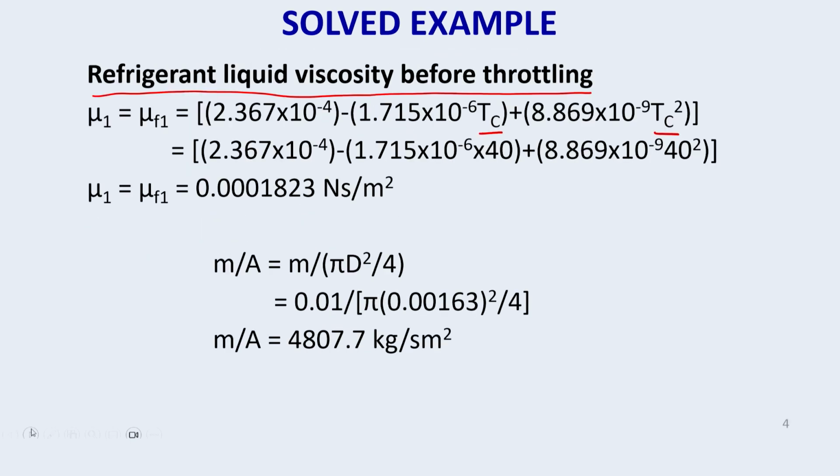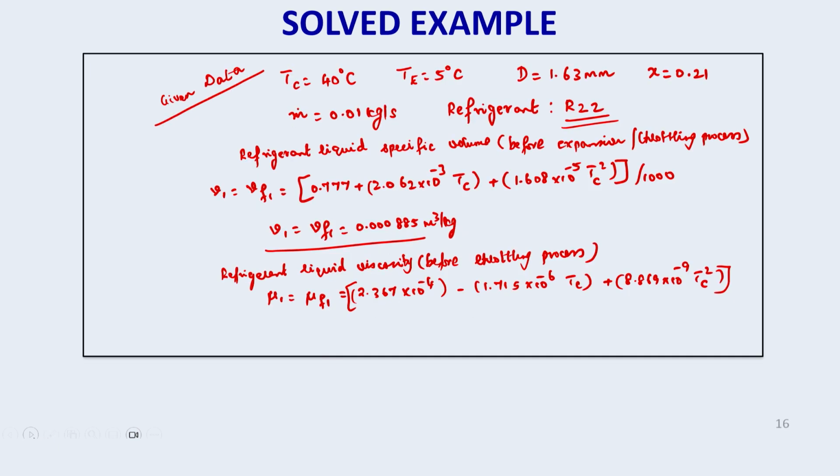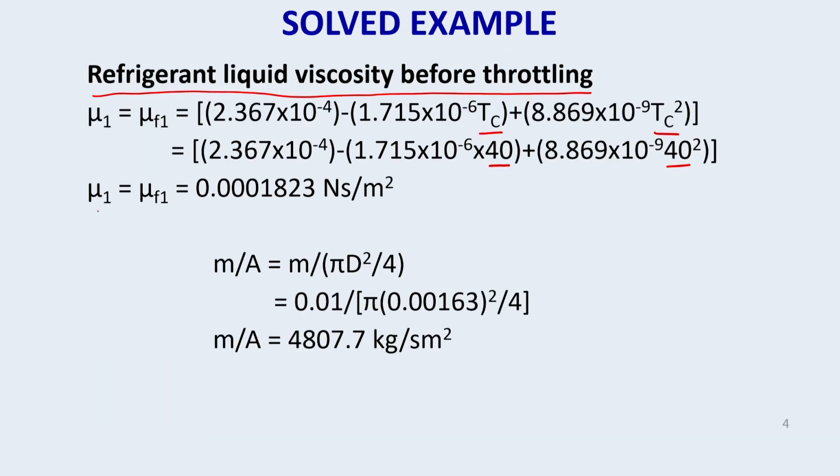When we calculate, you will substitute the value of the condenser temperature in degree centigrade. That is, here Tc is in degree centigrade. So it is given in degree centigrade. So this will be equal to 0.0001823 Newton second per meter square. This will be the value of mu1, the viscosity of the liquid refrigerant before throttling. 0.0001823. Let me check this value. So this is the viscosity of the refrigerant liquid.